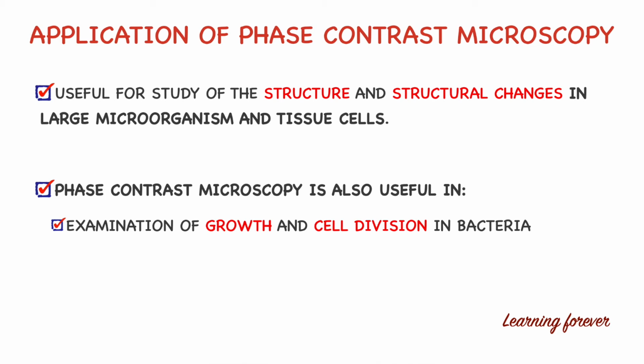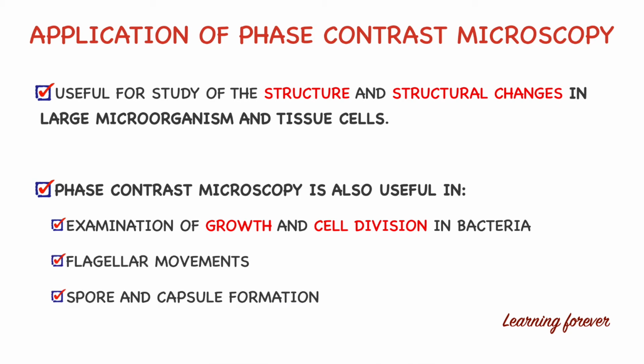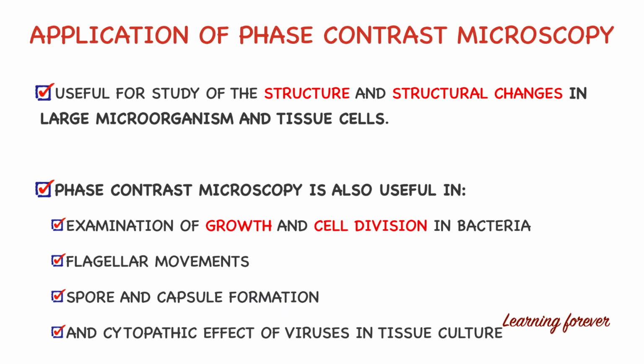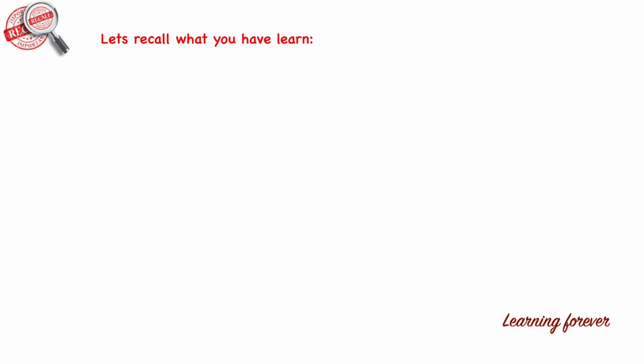So if you want to see the live growth of the bacteria or the live cell division, then you cannot stain such a sample. So phase contrast microscopy helps you to see such objects and monitor the growth and cell division of the bacteria even without staining. You can even see the flagellar movement, formation of spores and capsules, and cytopathic effect of viruses in a tissue culture. Let's recall what you have learned through small questions and answers.